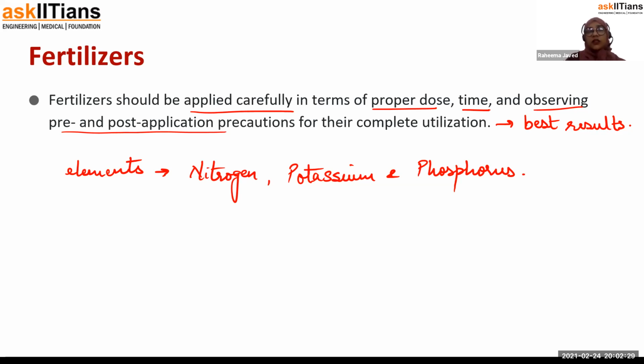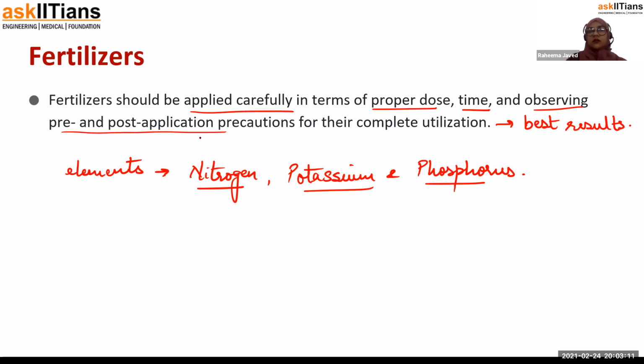And it should not be thought that manuring is not important and only fertilizers will do their work. There should be a balance between both of them, and there should be more usage of manure and less usage of fertilizer, to keep a balance between the crop production, higher yield, and also keeping the soil quality in mind. Okay, so these are the three elements which are supplied by the chemical fertilizers.